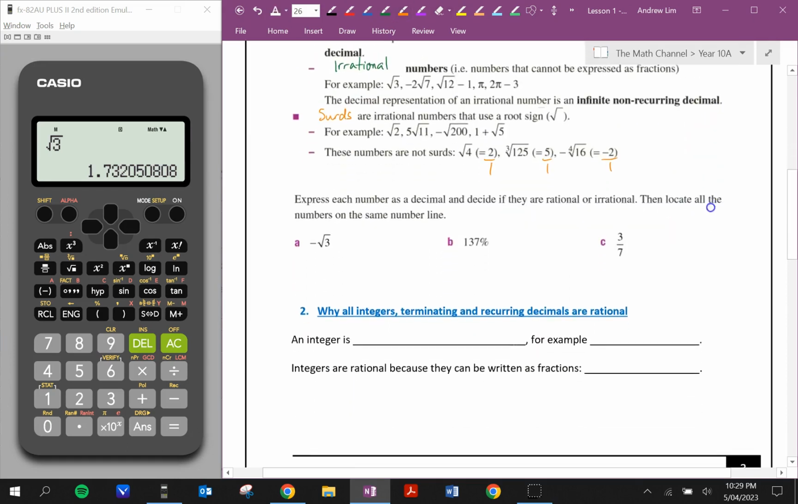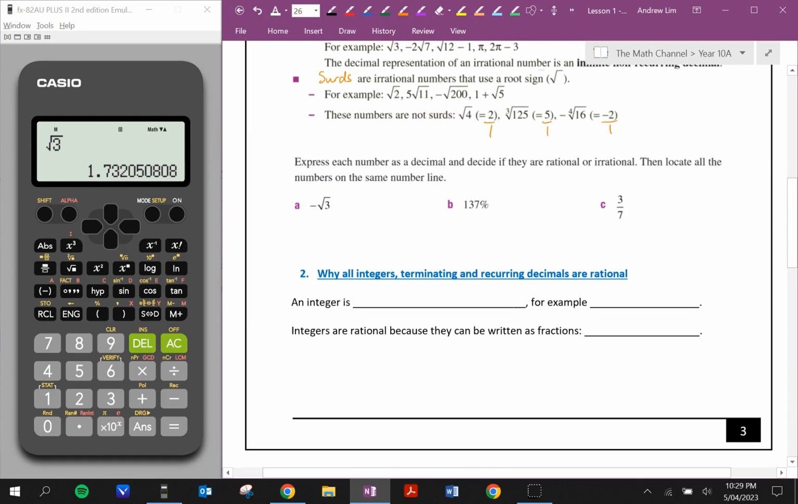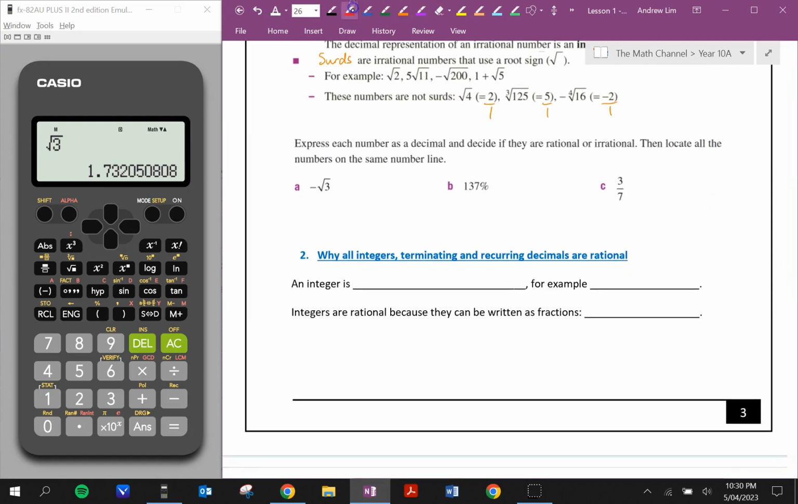Right, so express each number as a decimal and decide if they are rational or irrational. First one, we've got -√3. It's about -1.73. Okay, so I'm going to write it's approximately equal to -1.73 to 2 dp. And it seems like there's no recurring pattern. It looks like it goes on forever. Let's just double check with the S to D button. Doesn't turn into a fraction. So this is irrational.